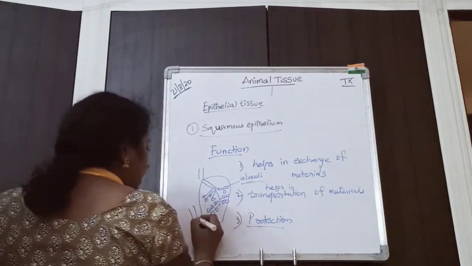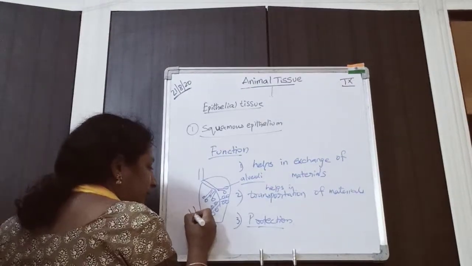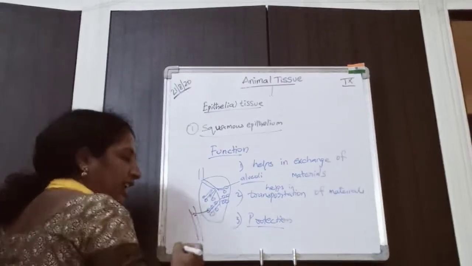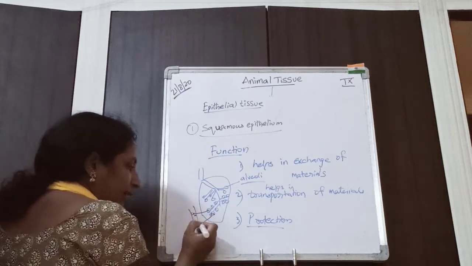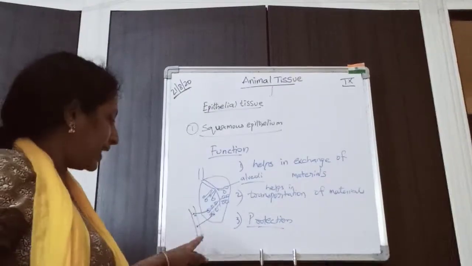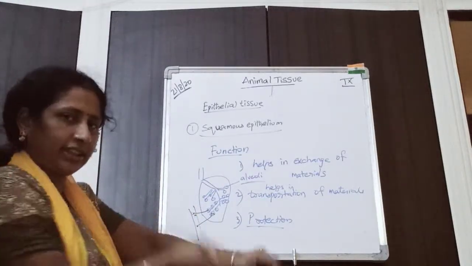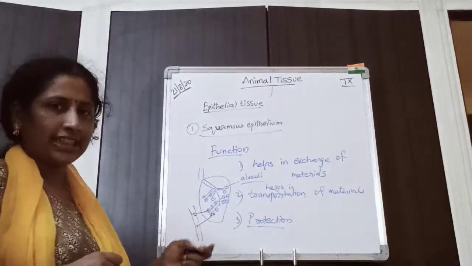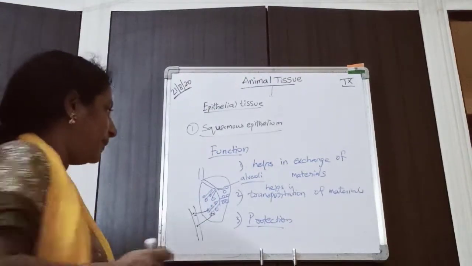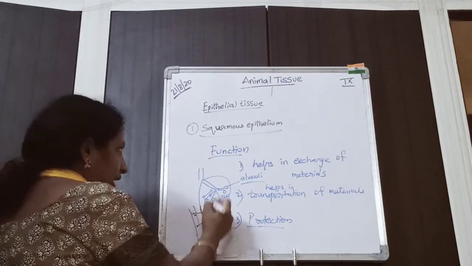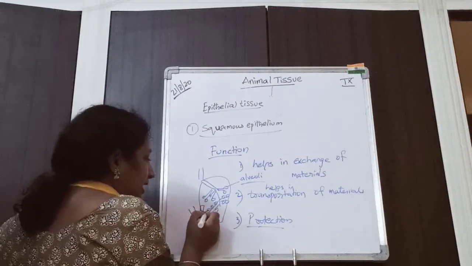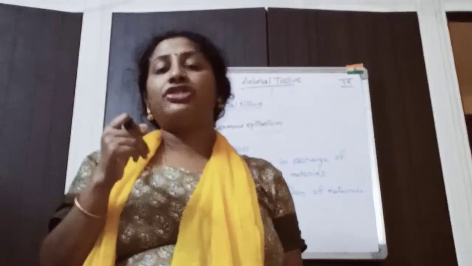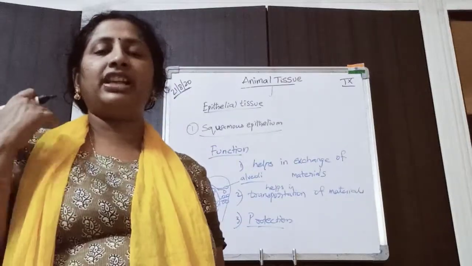Suppose this is our blood. Blood will be bringing carbon dioxide from the tissues. So carbon dioxide will be given to the alveoli, and whatever oxygen is present is taken by the blood. The blood goes to the tissues and supplies oxygen and again takes the carbon dioxide. So exchange of gases occurs in the alveoli. At this place, the squamous epithelium cells are present. That's why they are thin. If they are thick, exchange will be difficult.